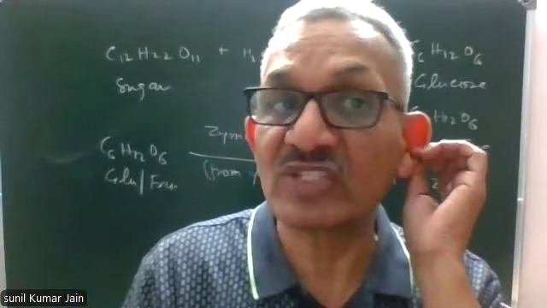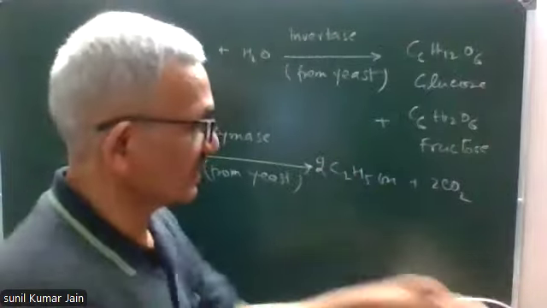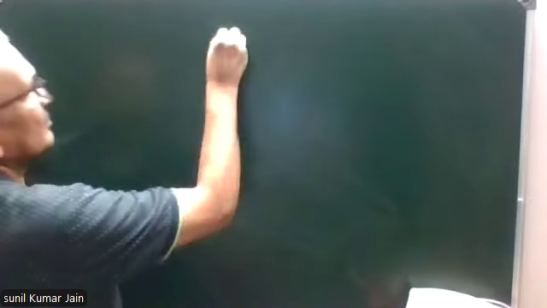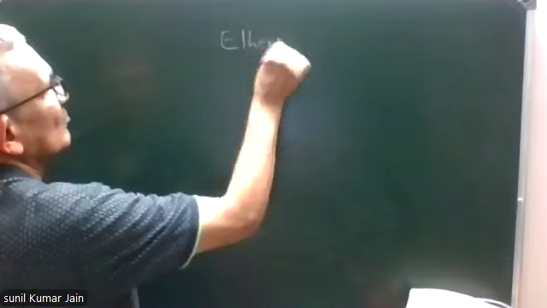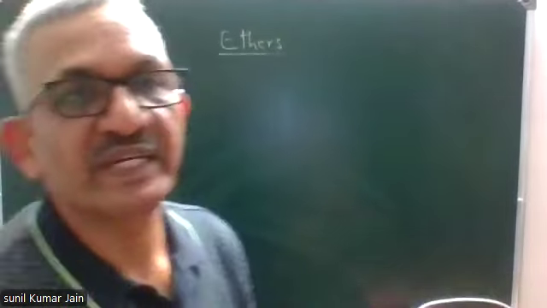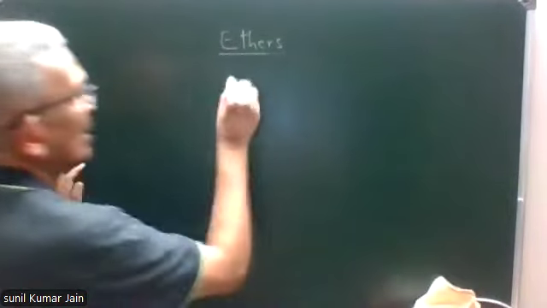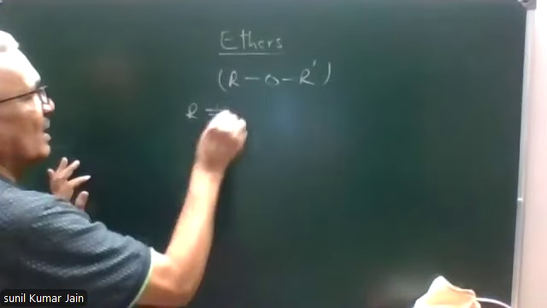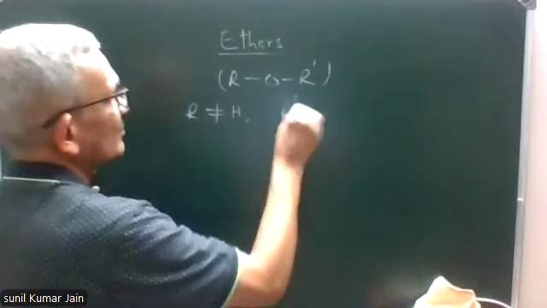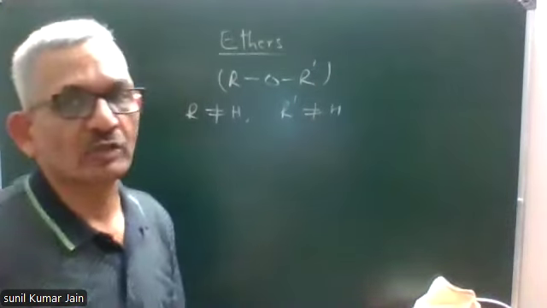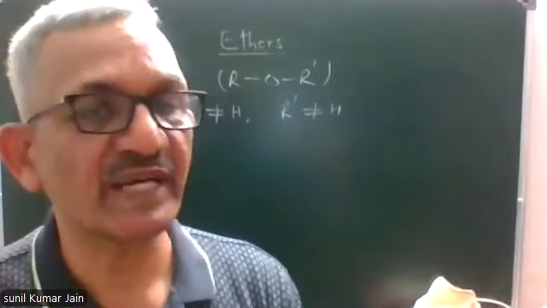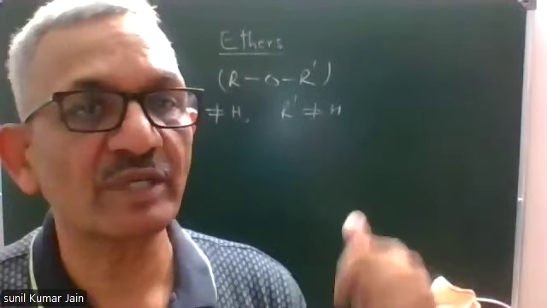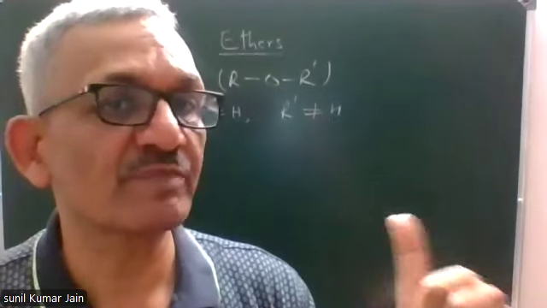In this chapter, next is ethers. So next we are starting with ethers. Please copy the initial part from the board. Ethers. R, O, R dash. R cannot be hydrogen. R dash cannot be hydrogen. So none of the two R's can be hydrogen, because if one of them is hydrogen, it becomes alcohol. If both are hydrogen, it becomes water.